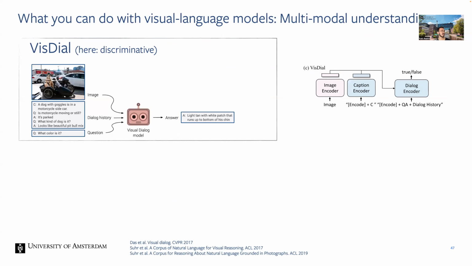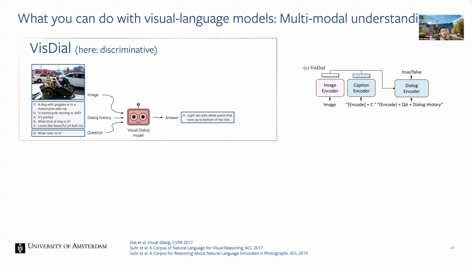All right, so there's this data set called VisDial. VisDial stands for visual dialogue, where you have an image and text, and then given the dialogue history, you need to be able to answer basically. As you can see, the last part of the dialogue is, what kind of dog is it? Looks like a beautiful pit bull mix. And then what color is it? So you need to understand both what we're talking about from the conversation and the image. And in this case, what they do is they turn this into a discriminative task, as we've also seen here.